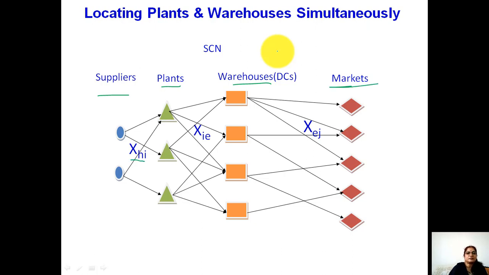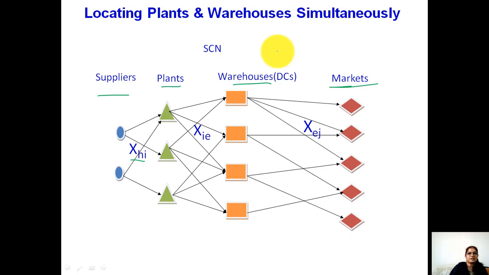So there are many X variables. XHI stands for quantity that is supplied from supplier to plants. H refers to number of suppliers. I refers to number of plants. XIE from plants to warehouse. E refers to number of warehouses. J refers to number of markets. XEJ from warehouses to markets. These arrows represent the flow of material, and these are suppliers, plants, warehouses and markets.